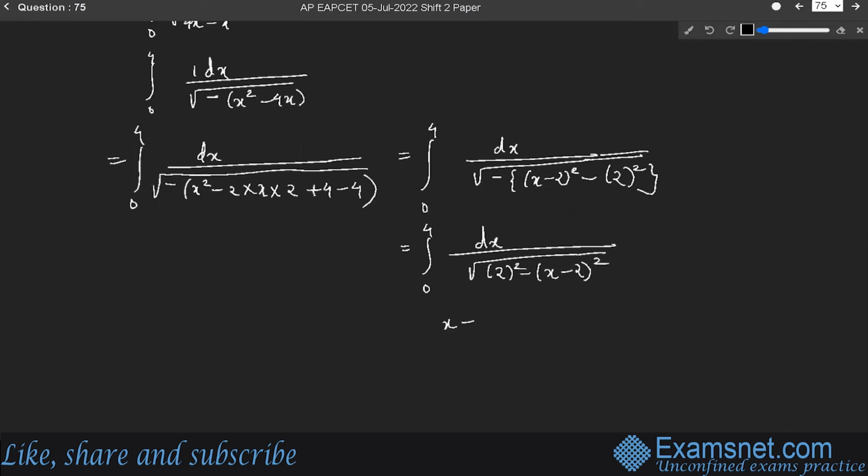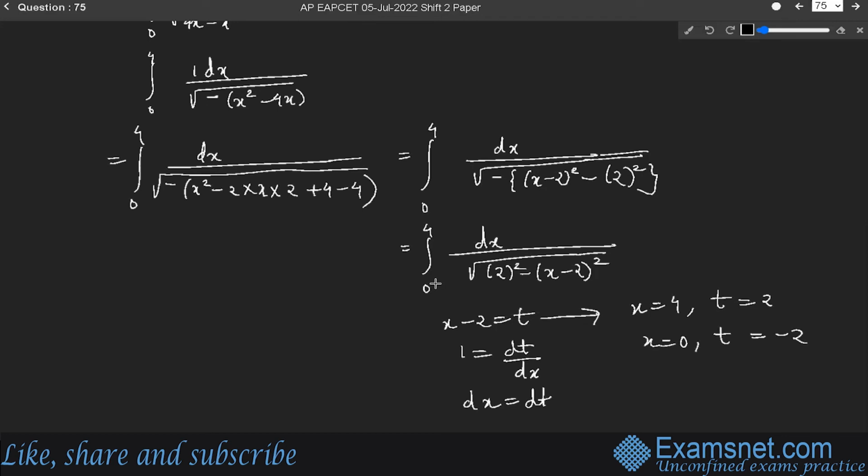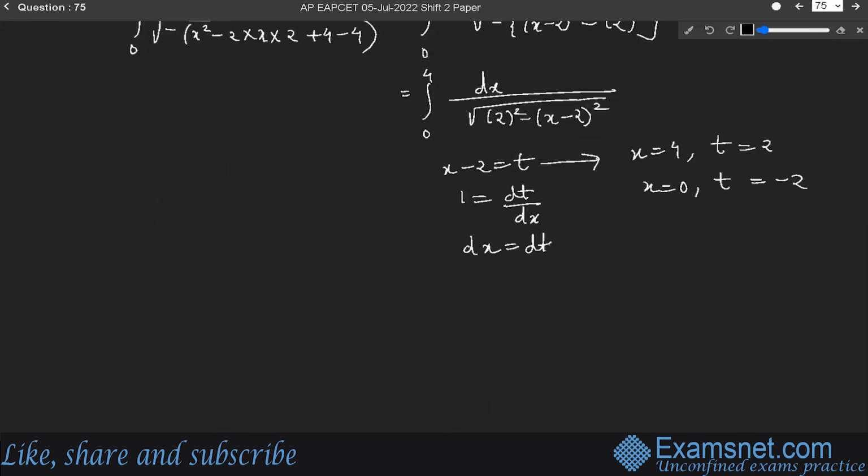Now, put x minus 2 is equal to t. Therefore, 1 is equal to dt upon dx. So we can say that dx is equal to dt. Also, for this equation, if x is equal to 4, then t is equal to 2. If x is equal to 0, then t is equal to minus 2. So on putting these values, it will be the integral from minus 2 to 2 of dt upon under root of 2 square minus t square.